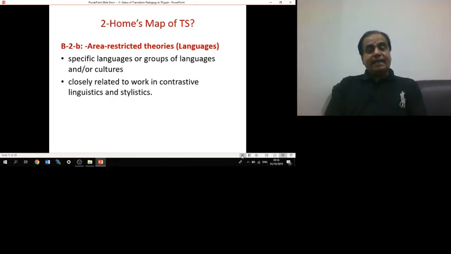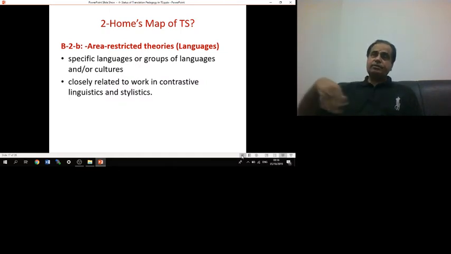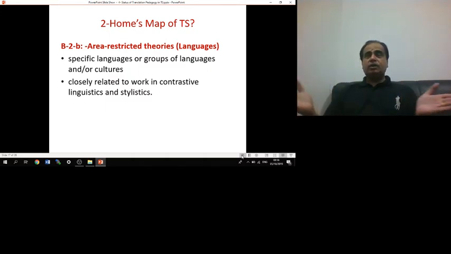Okay, number two is area restricted theories. The term area is related to geographical areas. When we say geographical areas, actually we are talking about different languages: specific languages, groups of languages, and or cultures. Area means the Asian languages, or within Asia we can divide Asia into many parts. In Pakistan also there are many provinces and cities, and there are languages associated with them.